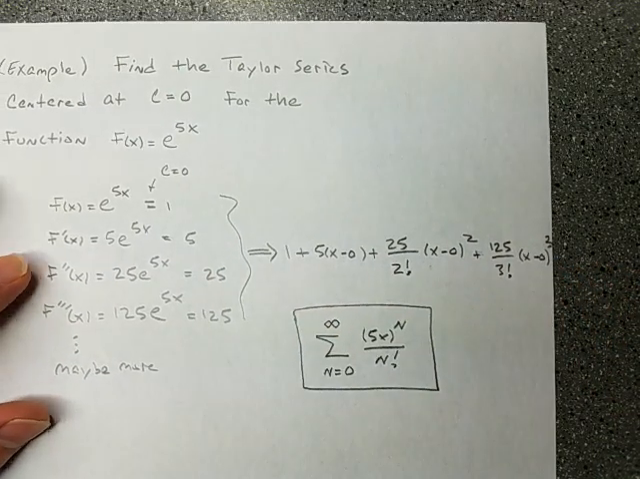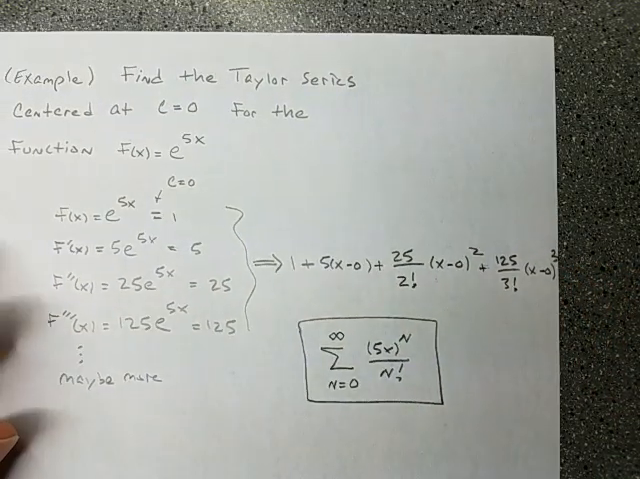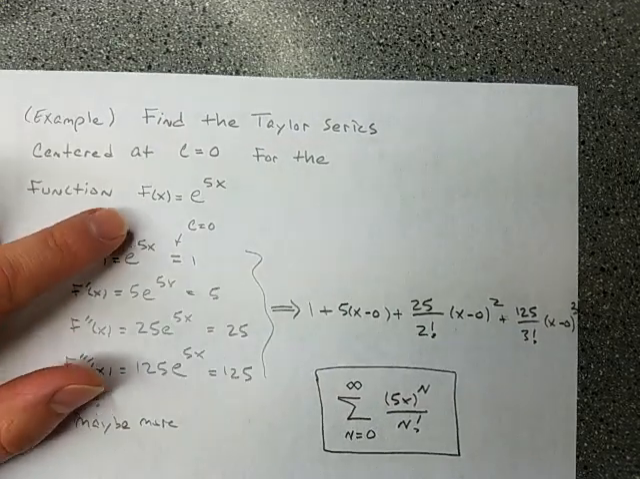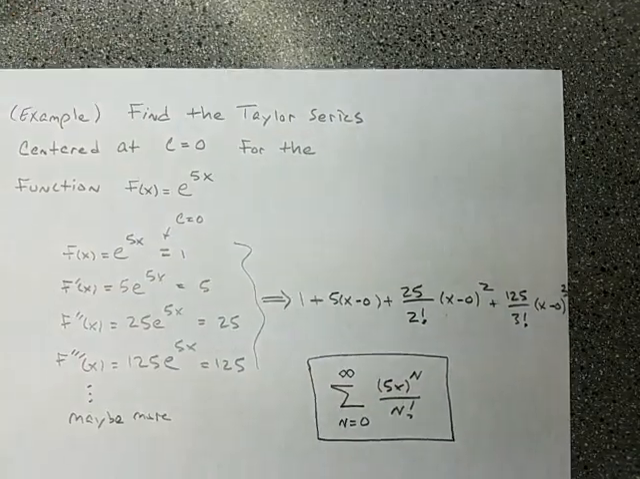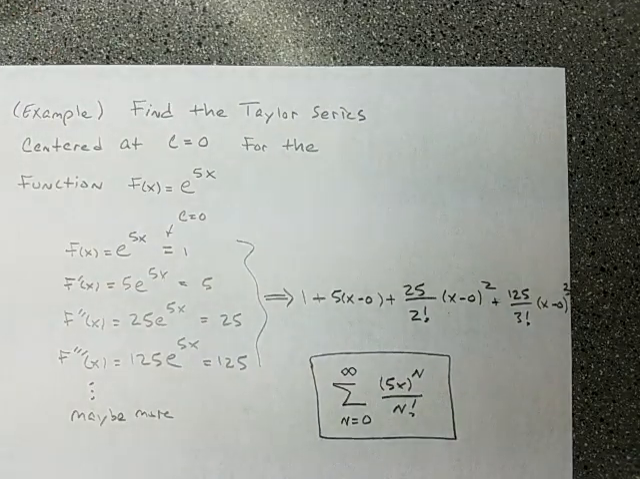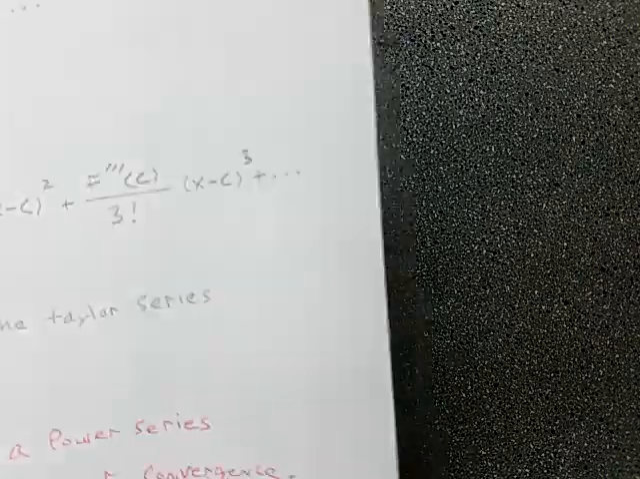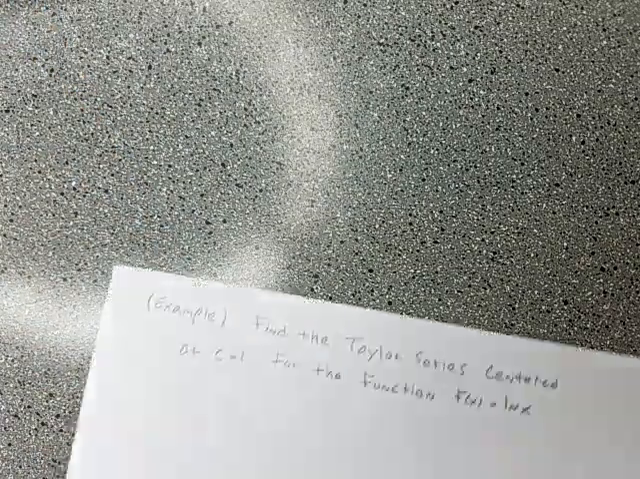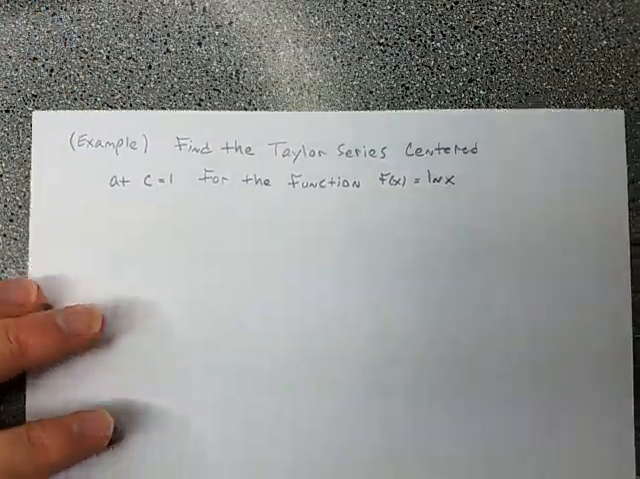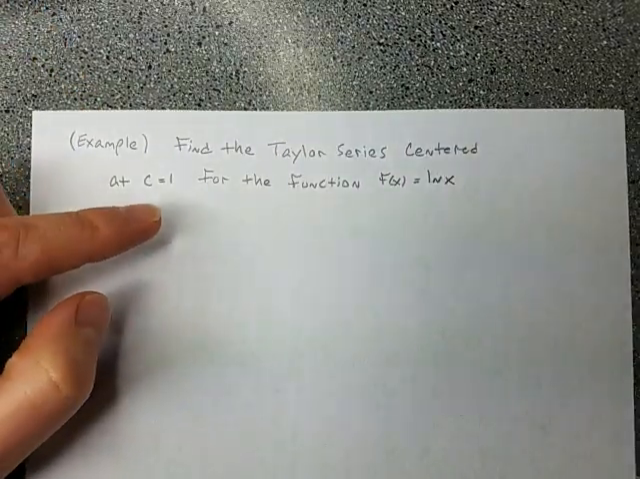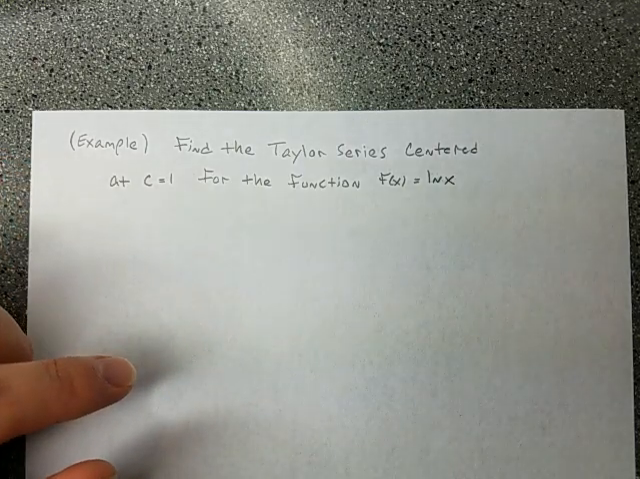Okay, that's all I need. So I got it. I got the Taylor series for this function centered at that number. Now, let's do another one where the center is different. Let's do this one. Find the Taylor series centered at 1 for the function natural log of x.